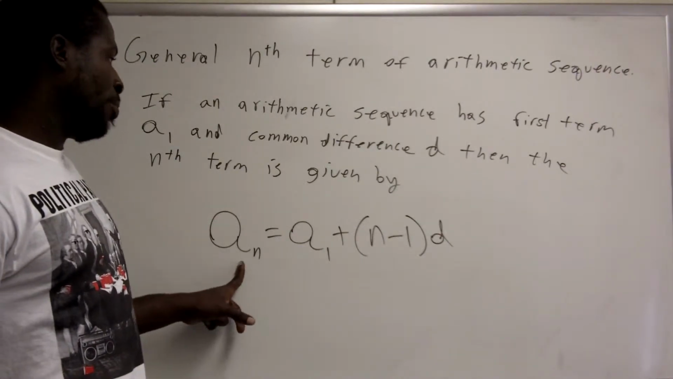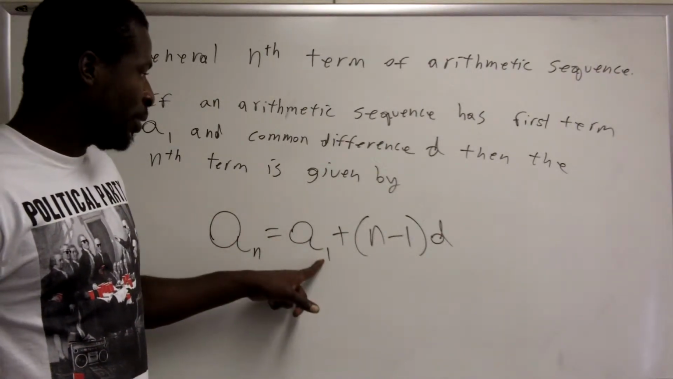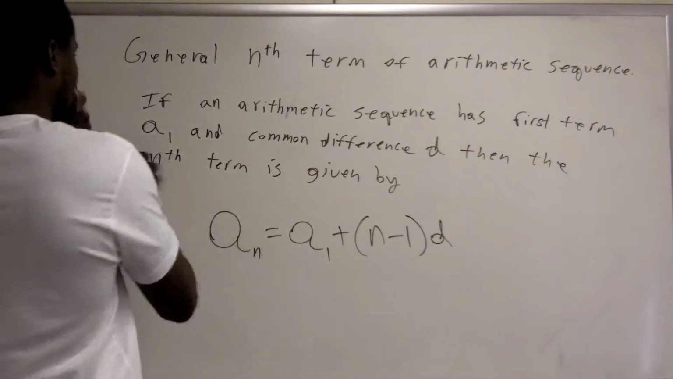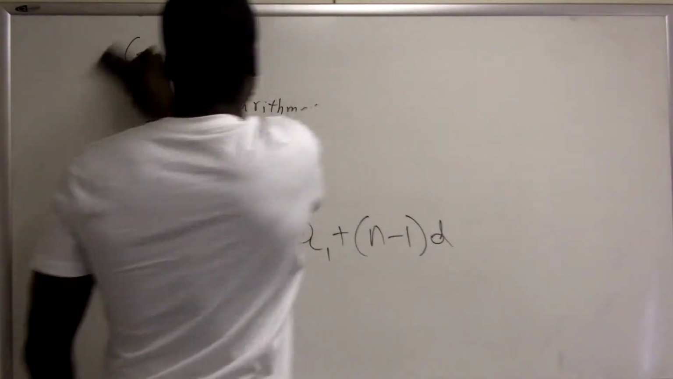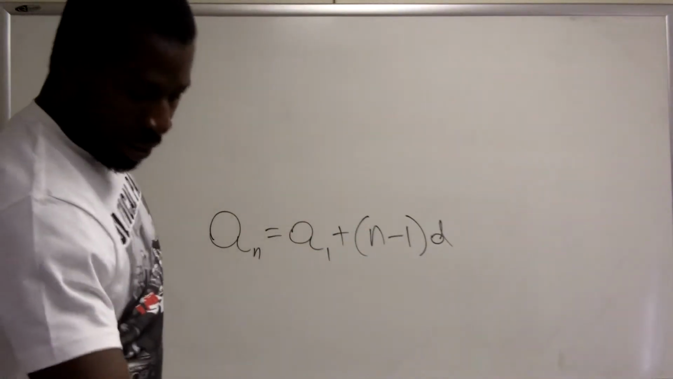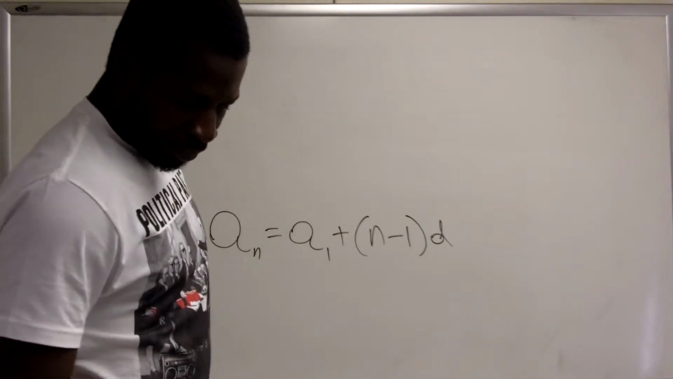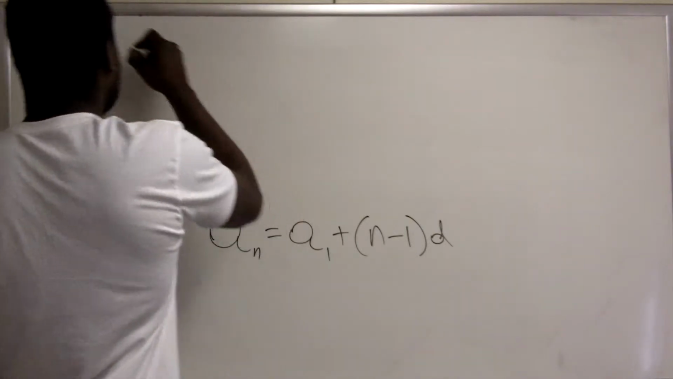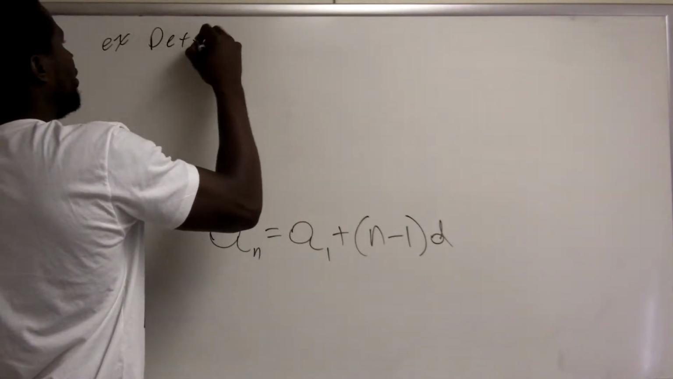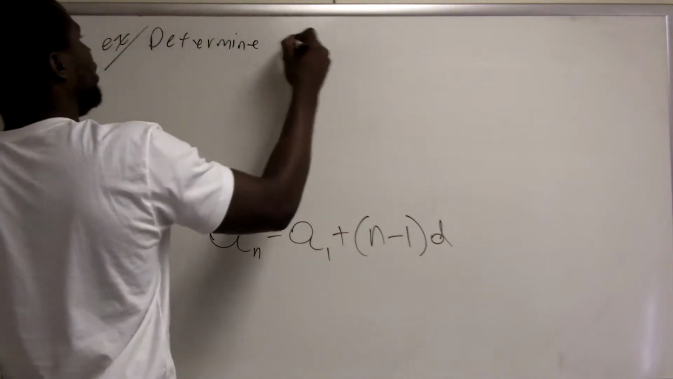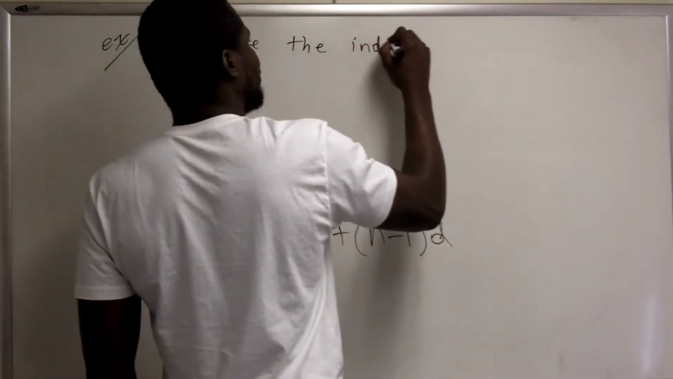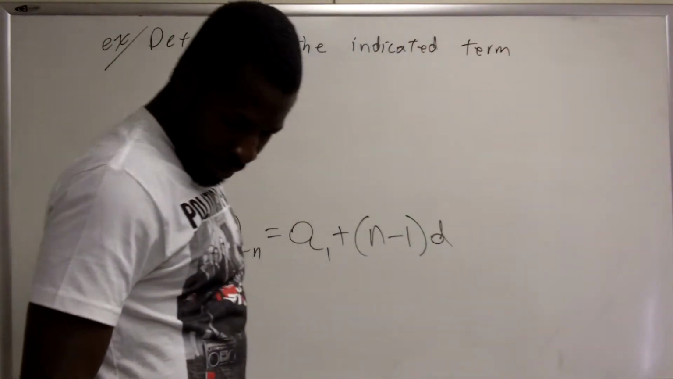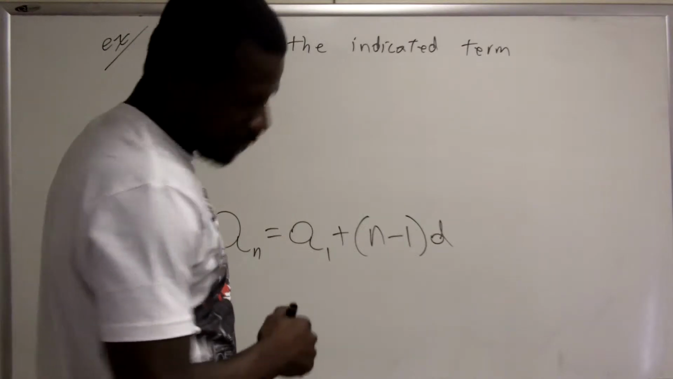So in order to find the nth term, all we have to know is the first term, A1, and the common difference, and we can find any term of an arithmetic sequence. So let's answer some questions that involve this nth term formula. So we might be asked to determine the indicated term for the arithmetic sequence.